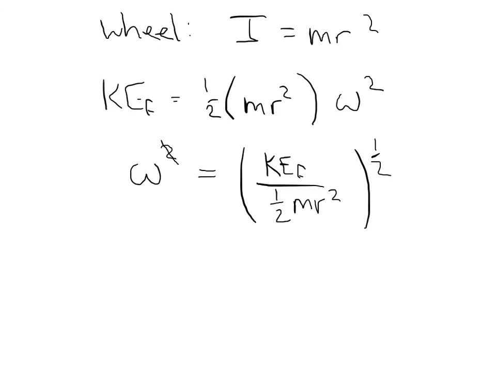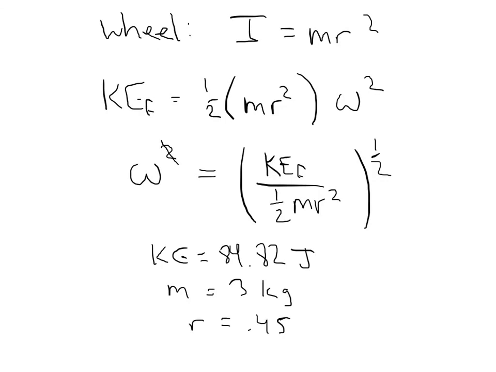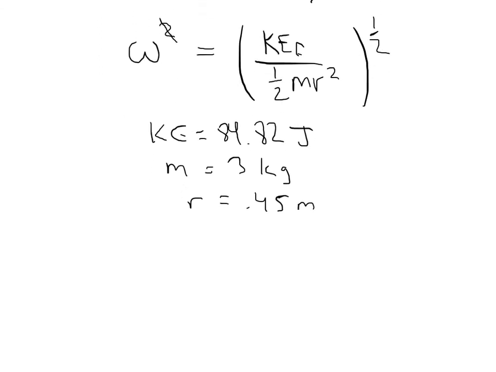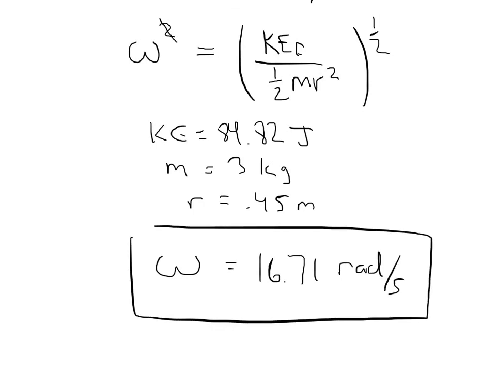When I go ahead and plug in all my numbers, remember the kinetic energy is 84.82 joules, m is 3 kilograms, and r is 0.45 meters. When I plug all of this into my expression up here, I see that omega, my angular velocity, is going to be 16.71 radians per second. And so that is how fast the wheel is rotating. Thank you very much.